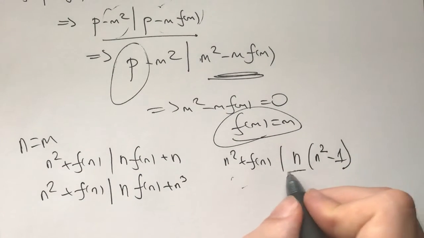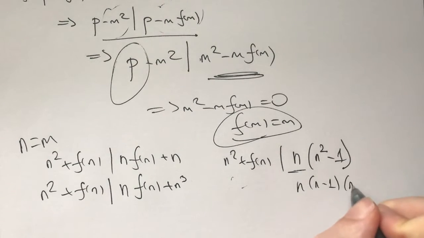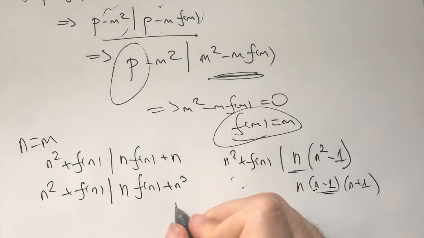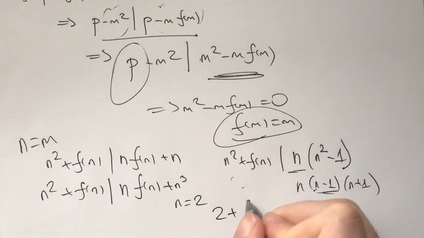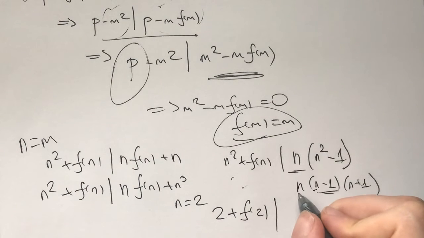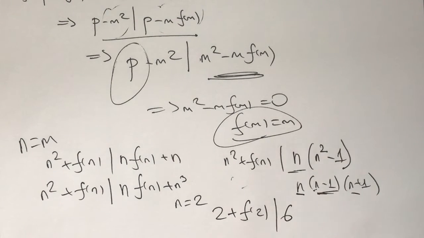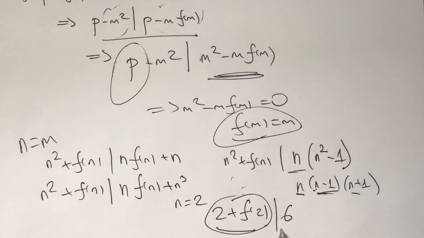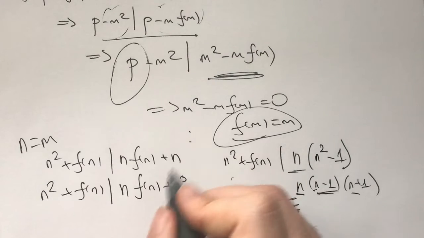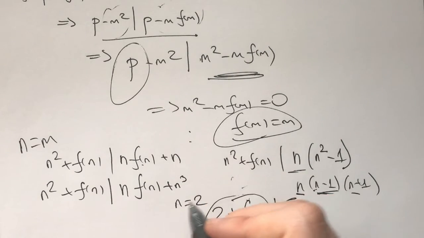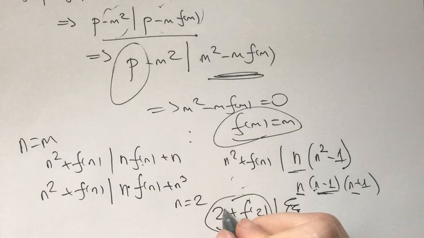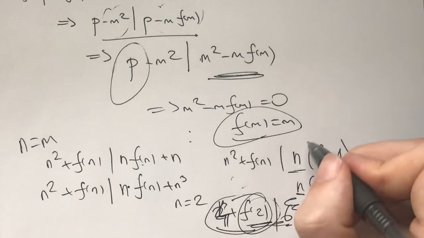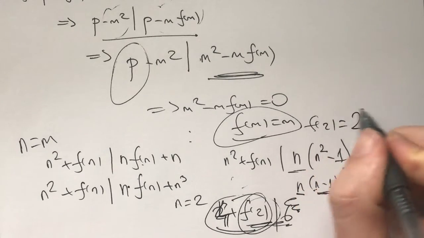And now what n do you want to pick? This is n times n minus 1 times n plus 1. Now, if you pick n is equal to 2, you'll get 2 plus f of 2 divides what? It's 2 times 1 times 3, 6. It divides 6. So this can be either 3, or actually, wait, am I wrong? I think I'm wrong with 6. Oh, it's minus, right? So this is, wait a second. Oh yes, my problem was this is 4 plus f of 2 divides 6. And now from here we get that f of 2 is equal to 2.